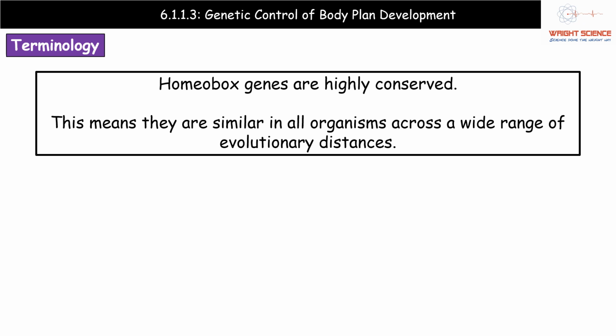In terms of these homeobox genes, then one of their key features is that they are highly conserved. So that just tells us that across all of these organisms from a wide range of evolutionary distances, these homeobox genes are actually really similar. So basically these are not undergoing much change, even though we're talking about potentially very large periods of time and therefore a lot of evolutionary steps that could have taken place.